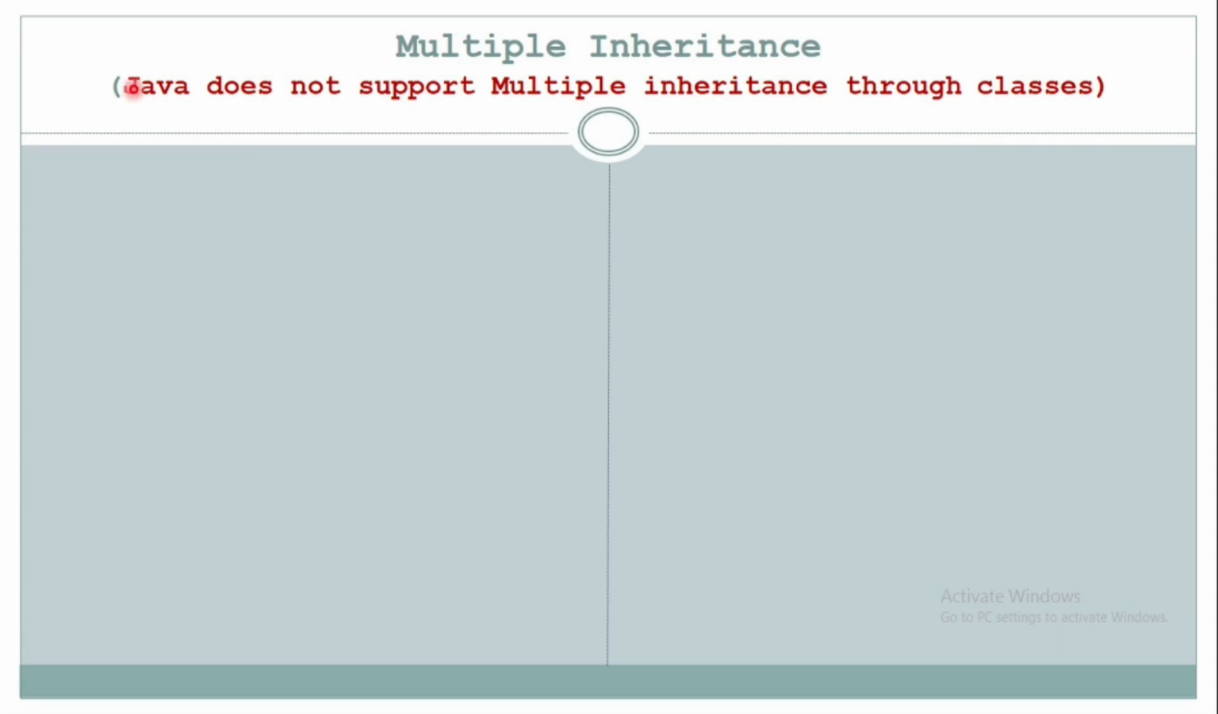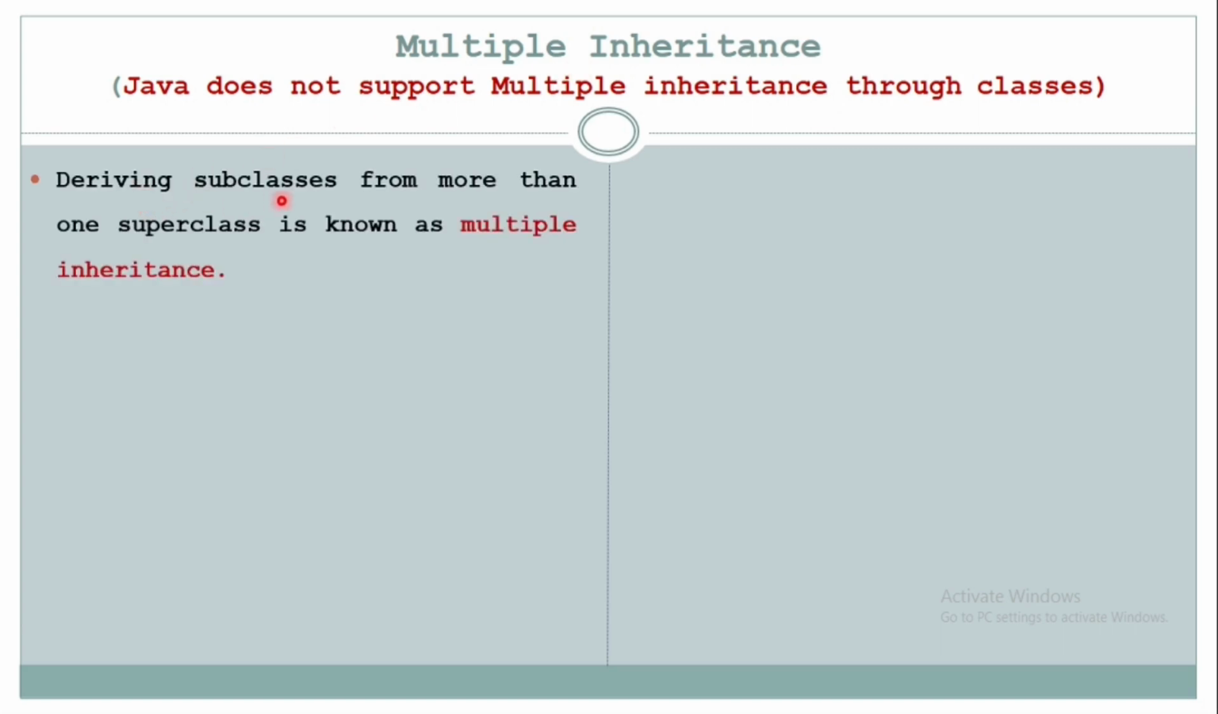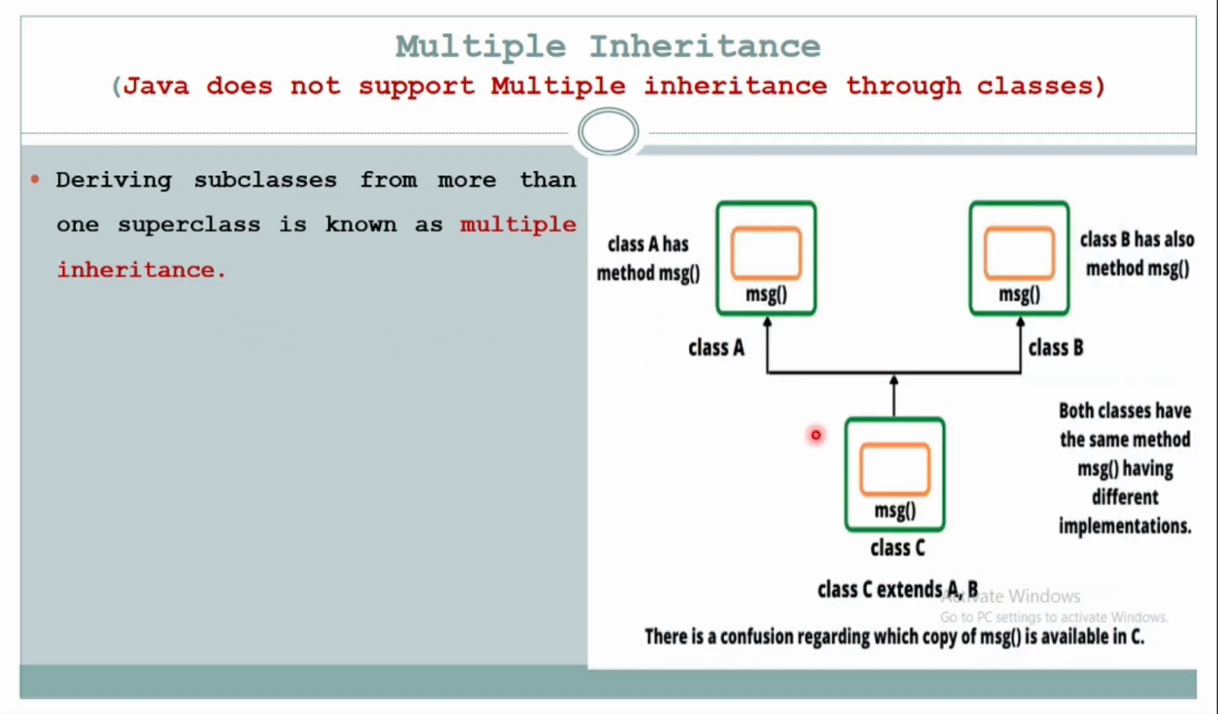Now let us understand multiple inheritance in Java. Java does not support multiple inheritance through classes. Before looking into this statement, we'll understand what multiple inheritance is. Deriving subclasses from more than one superclass is known as multiple inheritance. For example, a son having the features of both mother and father is an example of multiple inheritance. Let us consider one more example. Class C inherits the features of class A and class B. This class C has two superclasses, so this is an example of multiple inheritance.